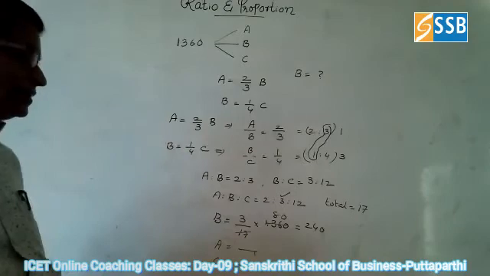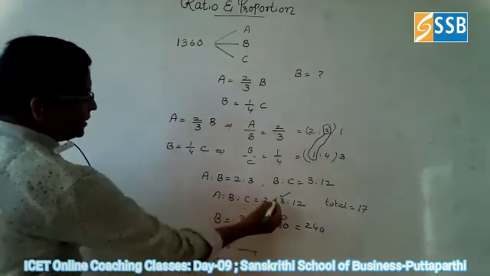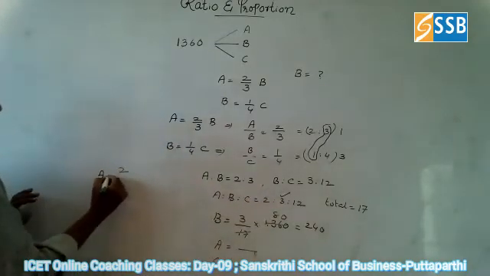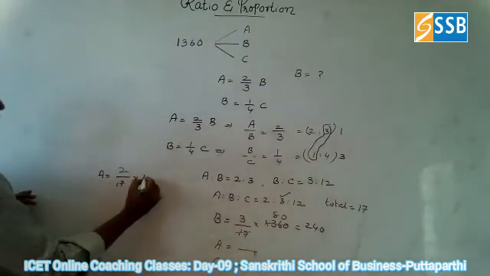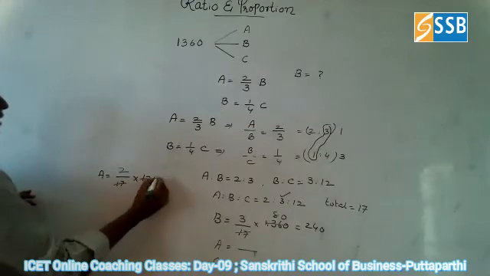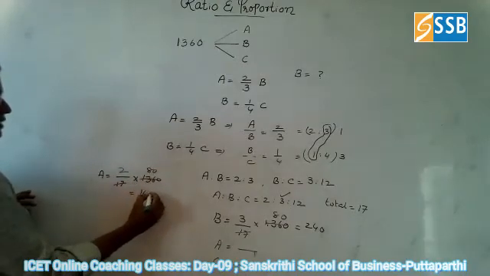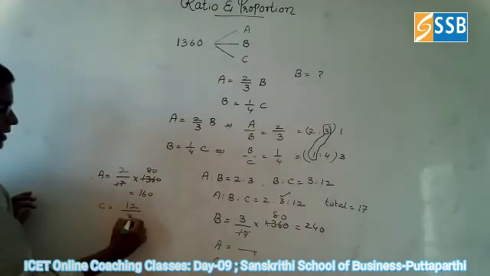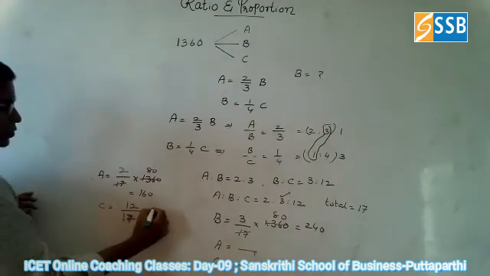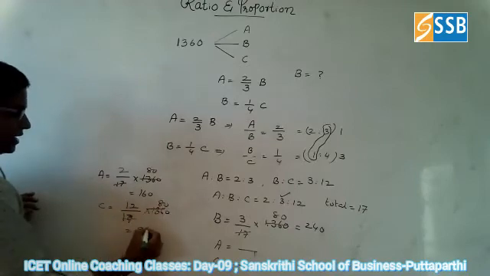So 960. Same here, you see here, A's part is equal to 2 divided by 17 into 1360. So 17 8 2s are 160. Same in the case of C, how much? 12 parts. 12 by 17 into 1360. 12 8s are 96, 960.